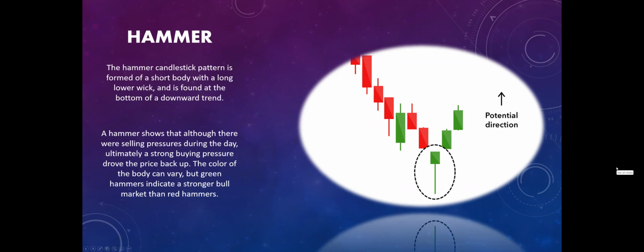All right, so the hammer candlestick pattern is formed of a short body, as you see, a small body on the top, and on the bottom, a longer wick. And it indicates that the downtrend might flip.